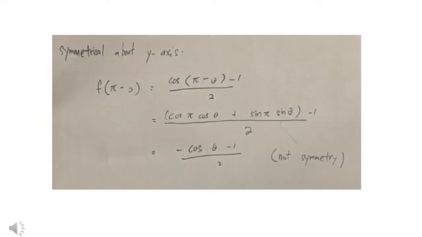Second, symmetrical about the y-axis. For this case, substitute pi minus theta into the equation. After simplification using trigonometric identities, the equation is not the same as the given equation. Therefore, the equation is not symmetrical about the y-axis.